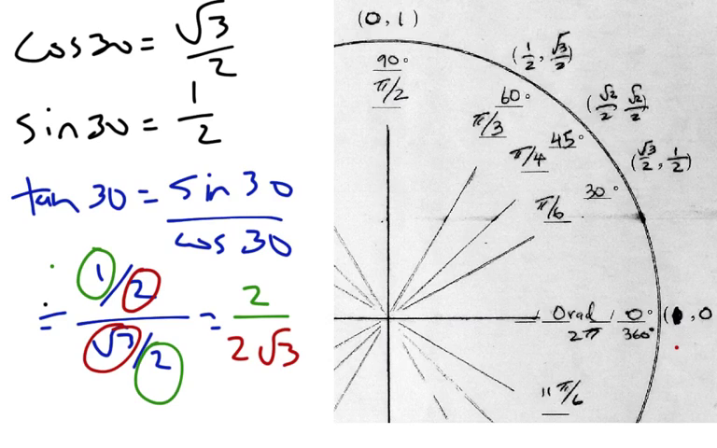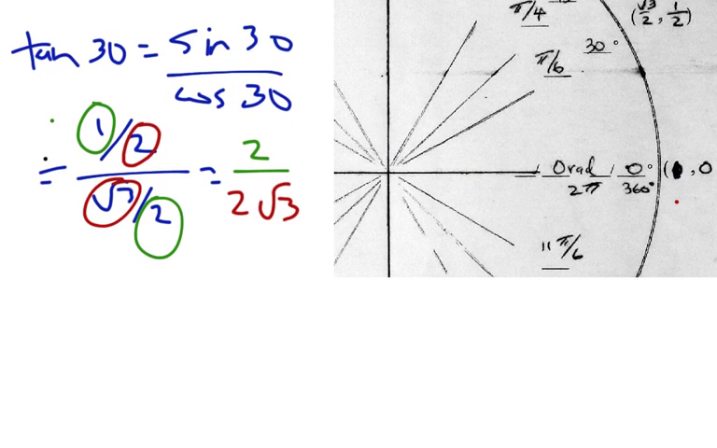Okay? So when you divide 1/2 divided by square root of 3 over 2, then you get 2 over 2 square root of 3. You reduce that 2 and that 2, and you get 1 over square root of 3. Now, can I have a radical denominator? No. So you need to rationalize the denominator, which is multiply times the same square root of 3.